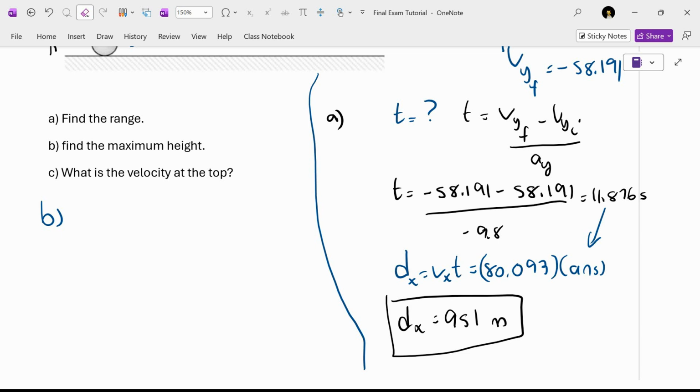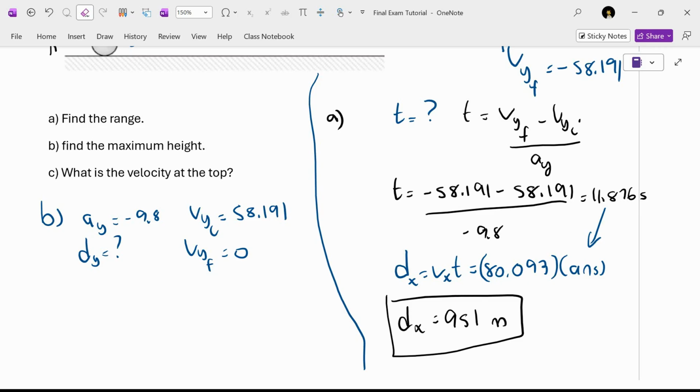So I would quickly say to myself, okay, I'm going to use ay equals negative 9.8. I'm going to use Vy initial equals 58.191. They want me to find the maximum height. I'm going to say it's asking me to find a dy. I need three things to find the fourth. What else do I know vertically if I want to find the maximum height? I got to be fussy. Vf isn't zero. Vy final is zero.